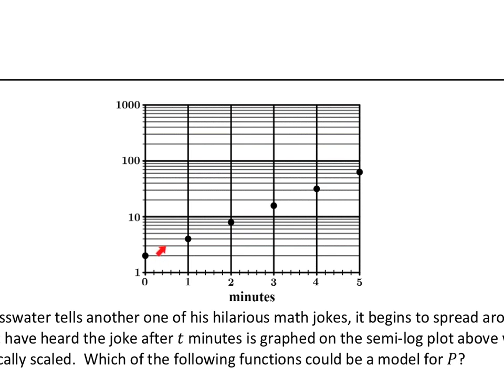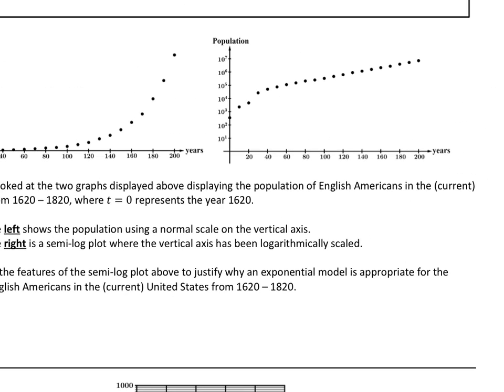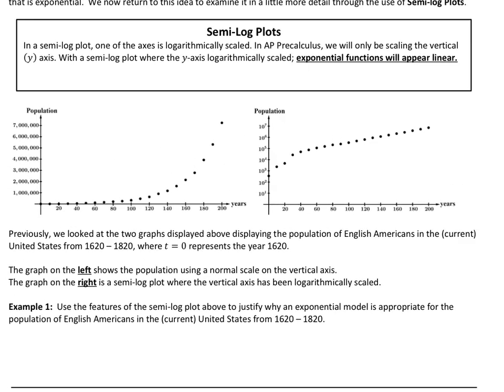So this is 1, 2, 3, 4, 5, 6, 7, 8, 9, 10, but then 20, 30, 40, 50, 60, then 200, 300, 400, 500, okay? That is what we're talking about, the log scale. So why are they important? Why do we want to do them?